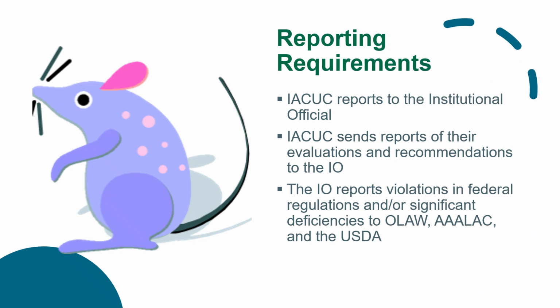The IACUC has ongoing reporting responsibilities to the institutional official, or IO. These include regular reports such as the results of semi-annual inspections and program reviews, as well as notification of the annual reports submitted to external oversight agencies, including the Public Health Service through OLAW, the USDA, and AAALAC. In addition, the IACUC provides the IO with reports of its evaluations and recommendations. This includes summaries of non-compliance investigations when they are substantiated and determined to be reportable to PHS, USDA, or AAALAC. When the institutional official concurs with the IACUC's determination that a violation of federal regulations or a significant deficiency must be reported, which is the standard practice, the IACUC Administrative Office submits the required reports to the appropriate oversight agency on behalf of the IO.